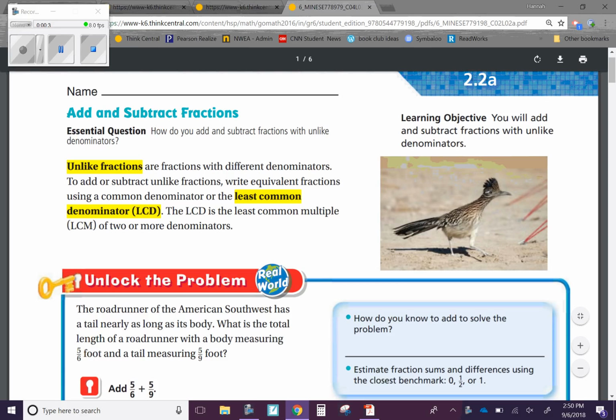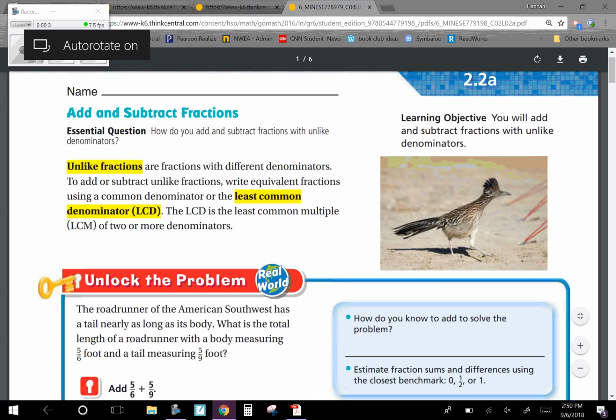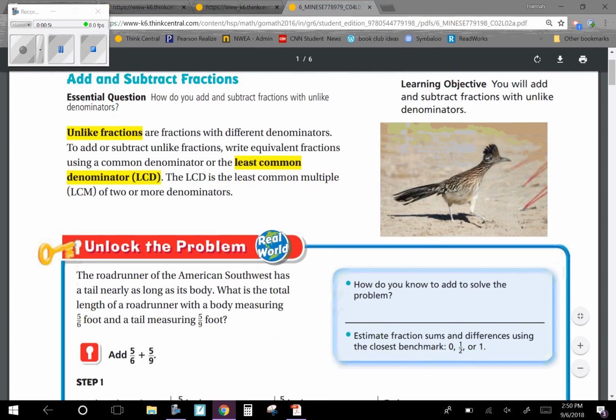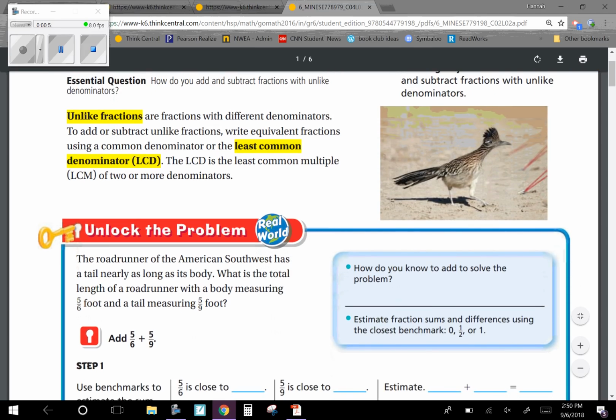So unlike fractions are fractions with different denominators. To add or subtract unlike fractions, write equivalent fractions using a common denominator or the least common denominator. The LCD is the least common multiple, LCM, of two or more denominators, okay? So LCD is the least common multiple of two or more denominators.